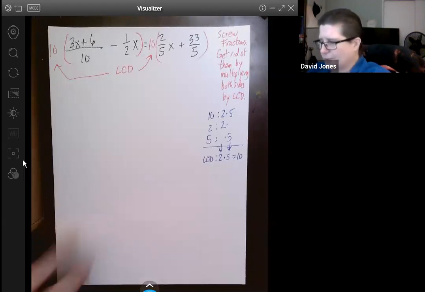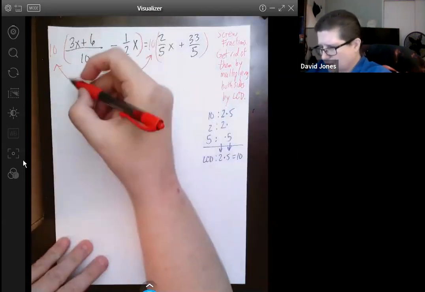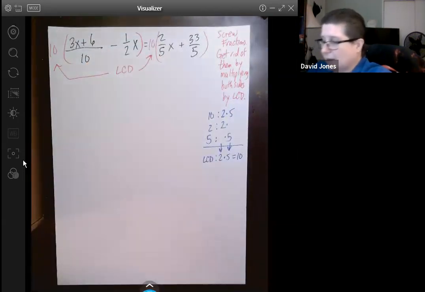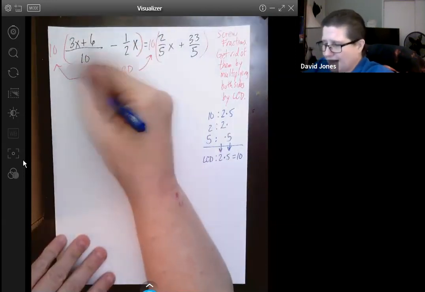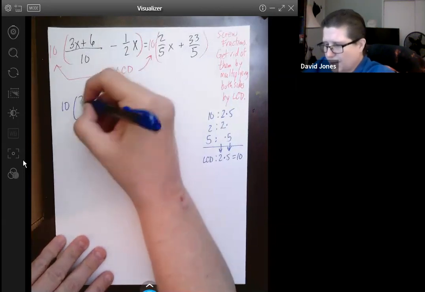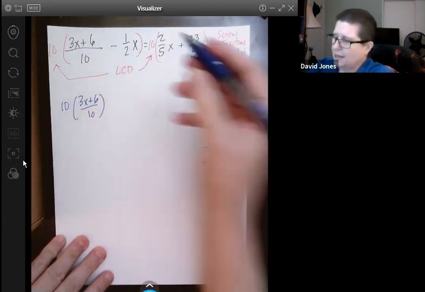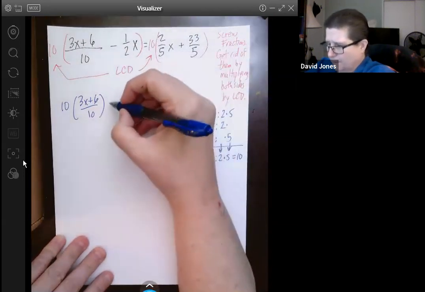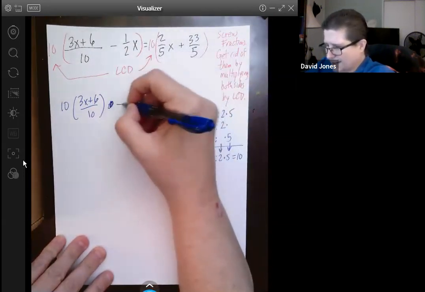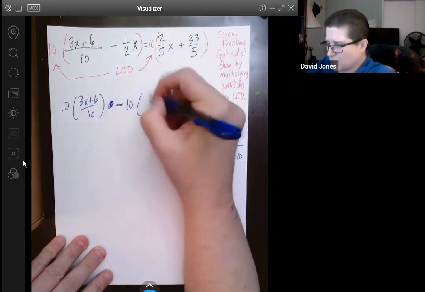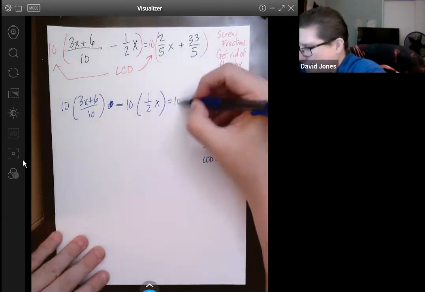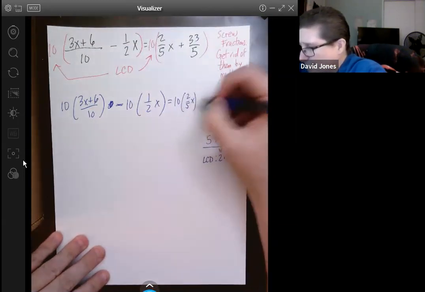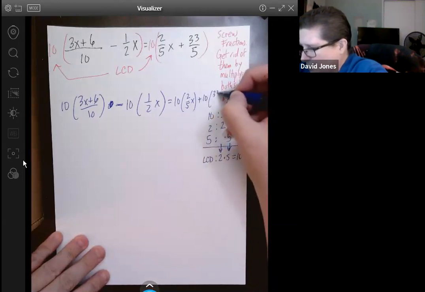We got to distribute. So when I distribute the 10, I'm going to do it, and the reason why I'm going to do it, I'm going to show this. I'm not going to multiply it through. I'm going to show it like this. I've got 10 times 3x plus 6 over 10, minus 10 times 1/2 x, equals 10 times 2/5 x plus 10 times 33 over 5.